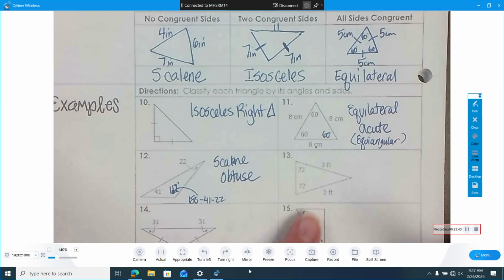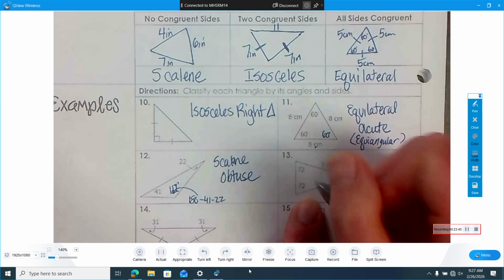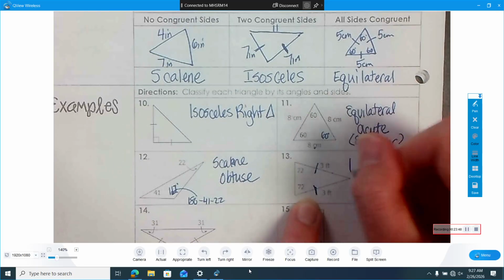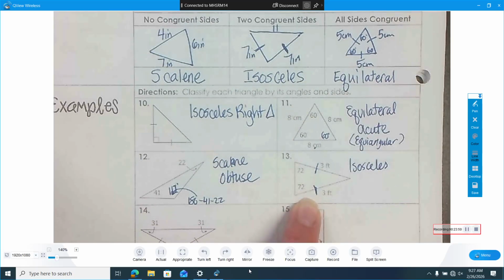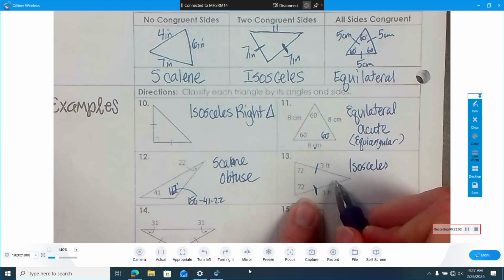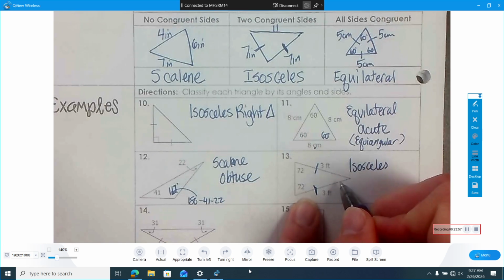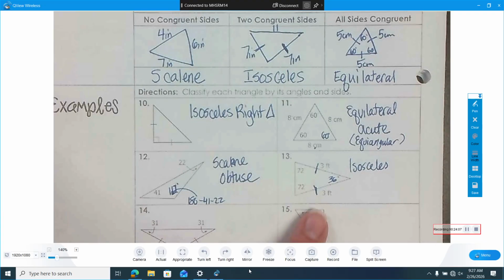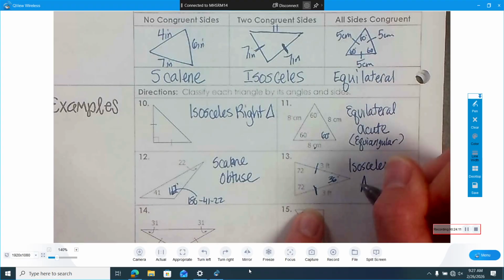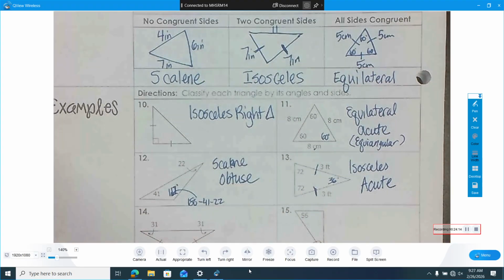Number 13. Yeah, isosceles. We have two congruent sides. So we have an isosceles triangle. And can we figure out the third angle? What is the third angle? 36 is right. Yeah, so tell me about all three angles. They are acute. Very good. All three angles are less than 90 degrees.